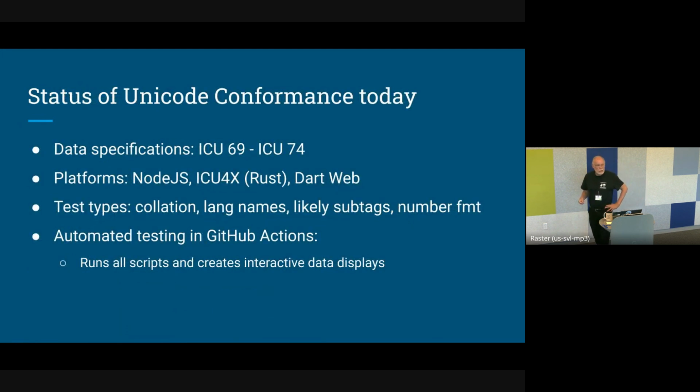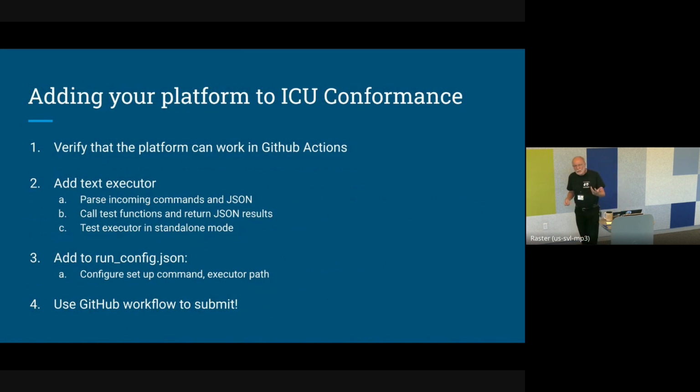Now, the status is that we are supporting data from ICU 69 up to ICU 74, and we have these three platforms. We have 4 different kinds of tests, and the automated testing that is done whenever we make a submission into the GitHub system is that all of the GitHub actions are run automatically. It generates all the data because we might have changed our test generator. It generates all the test results from all the different platforms and all the different platform versions, and outputs these as JSON files. The verification runs automatically, and the new results are generated, creating these data displays. And on the website you can explore them in great detail. You can look at every single test that's passing, failing, or unsupported.